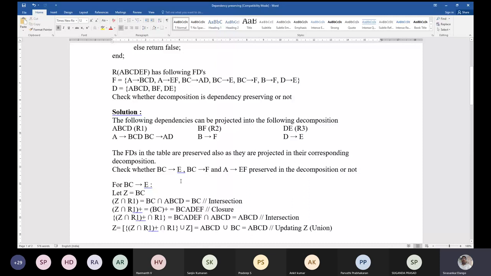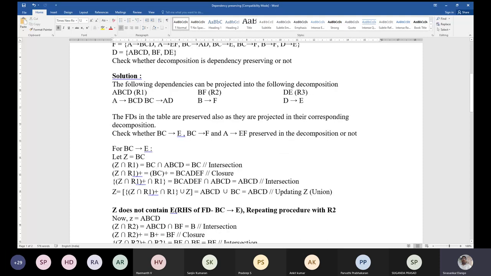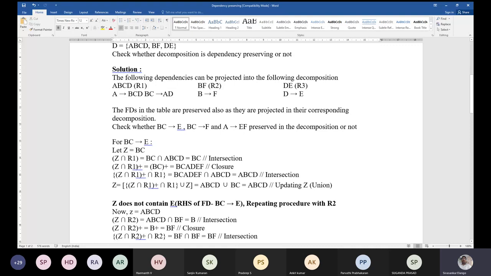So only 3 of these functional dependencies you need to prove whether they exist in the relation or not, right? So what you do is that you store the left hand side of the functional dependency in a variable Z. So you are expected to find Z intersection R1, Z intersection R1 closure, Z intersection R1 closure intersection R1, Z intersection R1 closure intersection R1 union Z, right? And then you are going to update the value of Z, right? Again, you are going to repeat the same process.